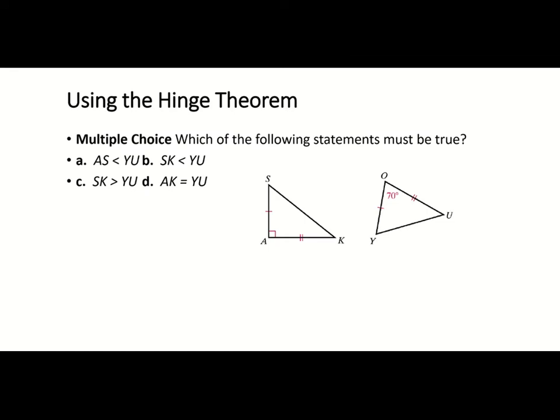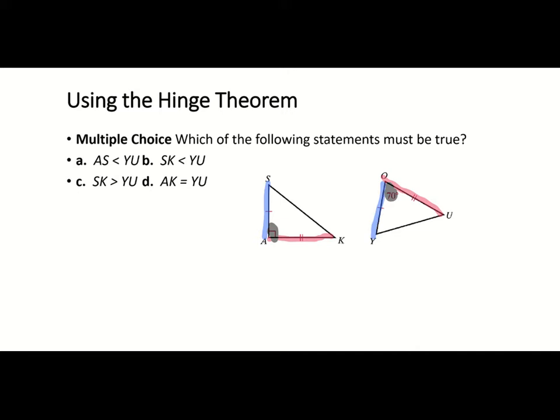So here, if we use our Hinge theorem, we want to figure out which statement must be true. And I can see here that I know that SA is congruent to YO. And then I also know, based on the tick marks, that AK is congruent to OU. Now, the angles between the two are different. We have a 90-degree angle here and a 70-degree angle here. So with the Hinge theorem, which side is longer? Is it going to be SK or YU?